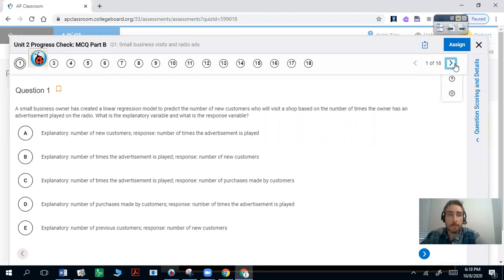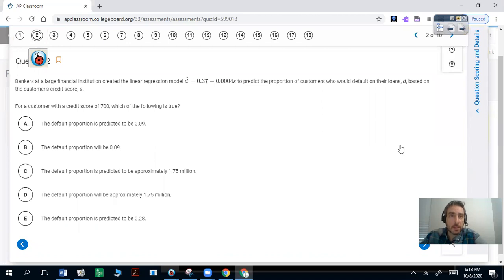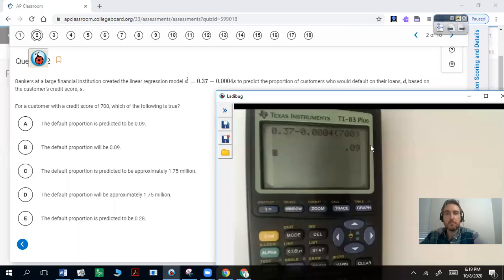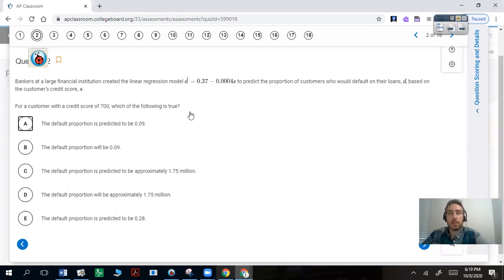Number 2. Bankers at a large financial institution created a linear regression model, D hat equals 0.37 minus 0.0004S, to predict the proportion of customers who would default on their loans, D, based on the credit score, S. For a customer with a credit score of 700, what's true? Well, let's plug that in. I'm going to pause the video and plug it in. Okay, when I plug in 700, I get 0.09. Now, we have two options with 0.09. The default proportion is predicted to be 0.09. And you should know it's predicted because we don't know the exact number.